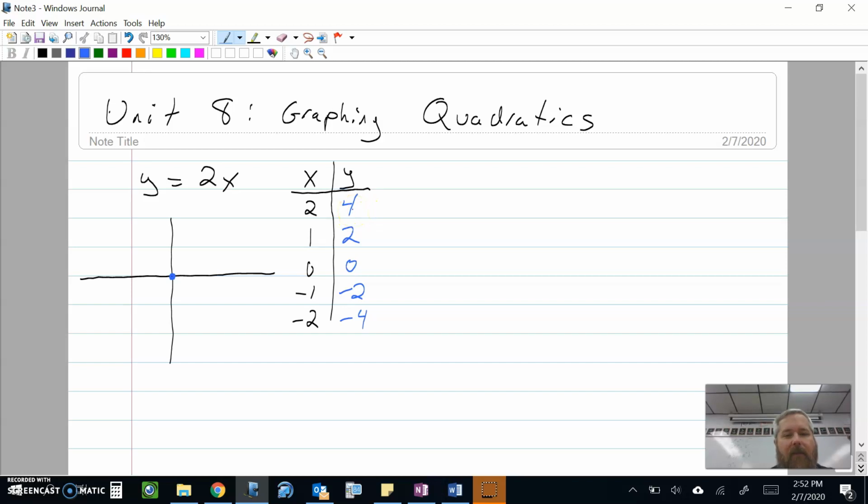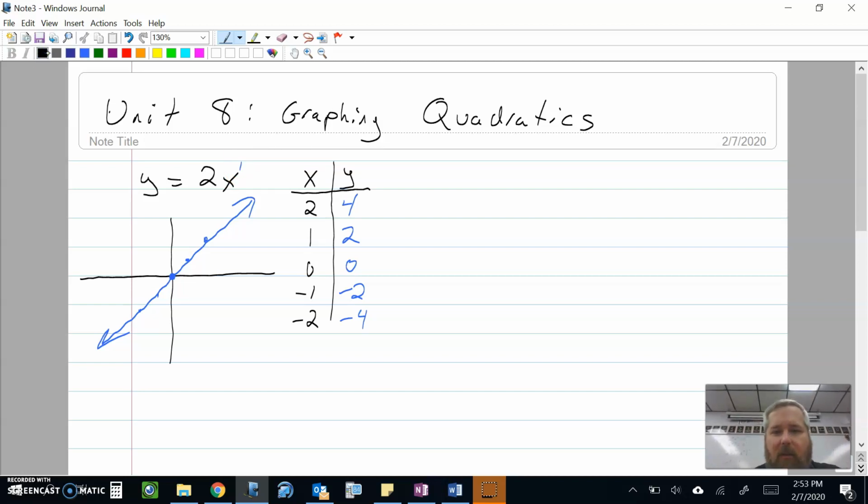But sure, I'm going to plot these points. I got the point 2, 4, up 4. I'll put it right there. So, run 1, up 2, and then I got the point 0, 0. But then I could go -1, -2 down there, and then -2, -4 down there. Hopefully y'all remember that that would make a line. If I have y is equal to 2x, the exponent of x is 1. Not that that matters right now, but yeah, that would make a line.